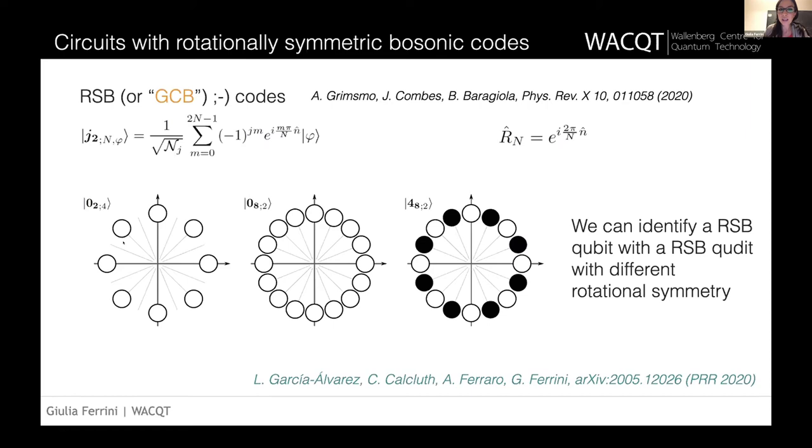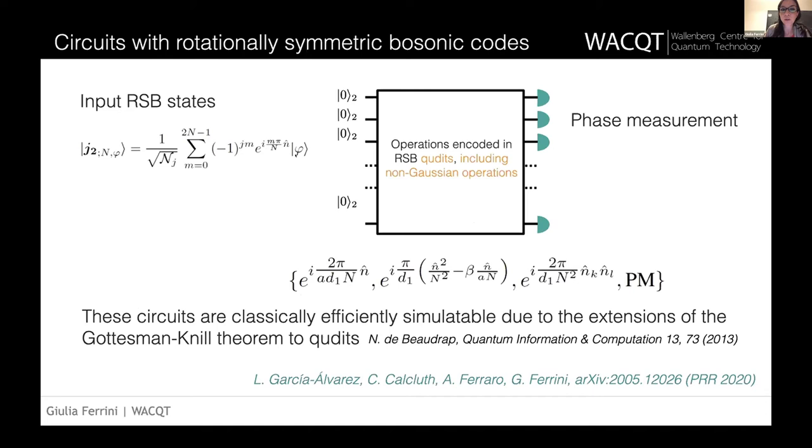The conclusion of this is that if you map this into encoded circuits, you can have your initial qubit encoded in RSB, and then you can have operations that are qubit operations in a higher dimensional space, and then your phase measurement. Cameron and Laura really characterized precisely all these operations for which it is possible to conclude on the simulatability. Because for rotationally symmetric bosonic codes it is not true anymore, as for GKP codes, that the Clifford operations of the Gottesman-Knill theorem map into Gaussian operations, here you get a simulatability result where even the circuit itself is highly non-Gaussian.